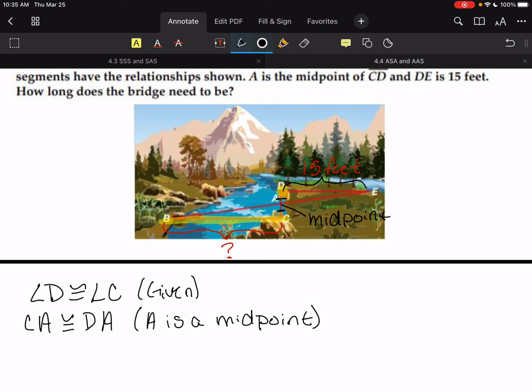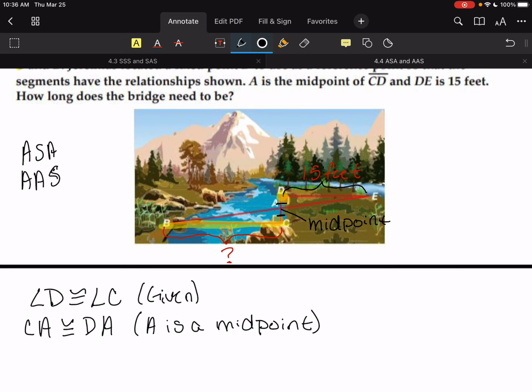All right, so we have an angle, we have a side. Since we're in the section with angle, side, angle, and angle, angle, side, we're going to need another angle of some sort, because all of these have two angles in them. We could figure out maybe a way to say that B and E are congruent, but that's going to be kind of difficult.